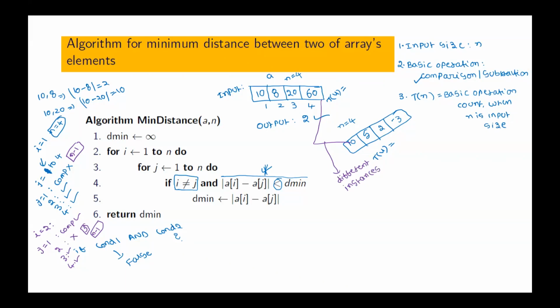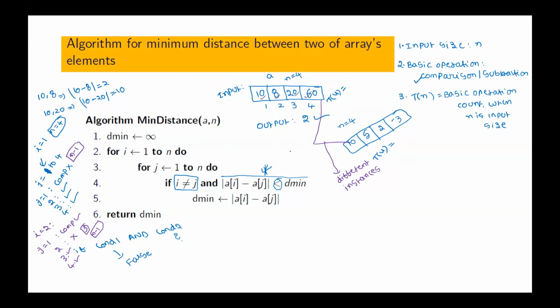No. In general, for any other instance whose size is 4, is there any difference between the number of comparison operations performed? No. Irrespective of what the elements are, it doesn't matter. Whatever element is there, you take the absolute difference, that's all.